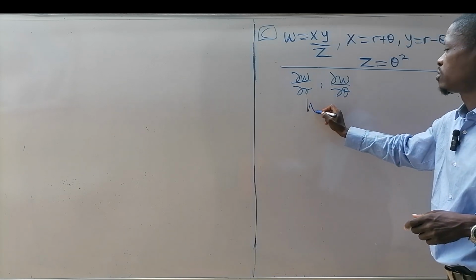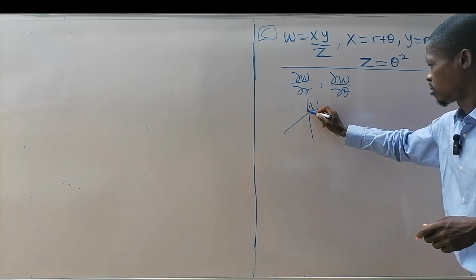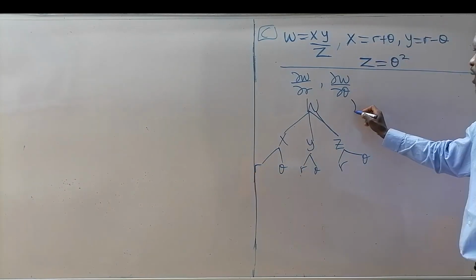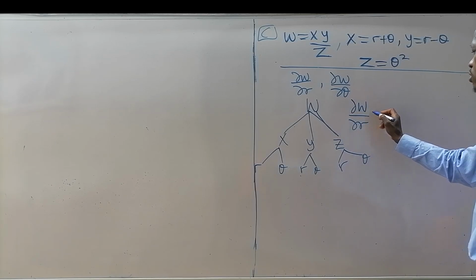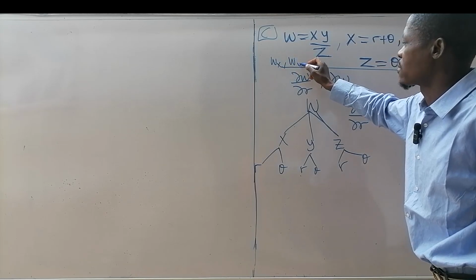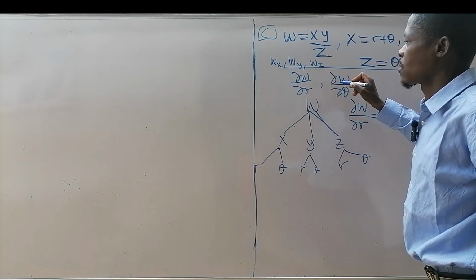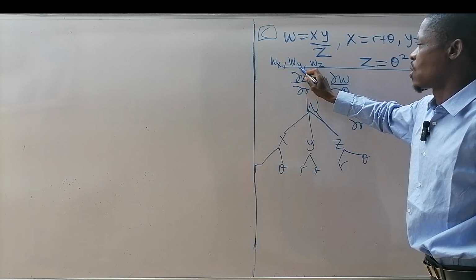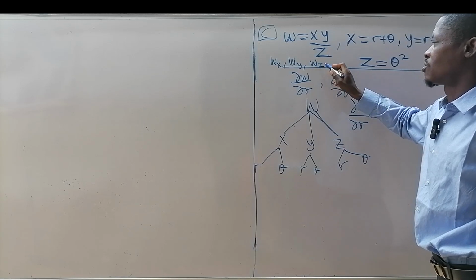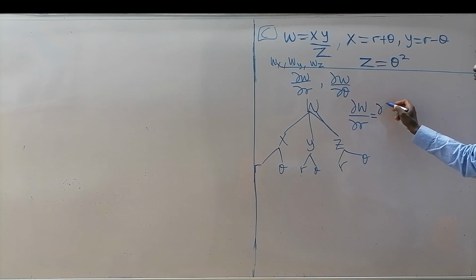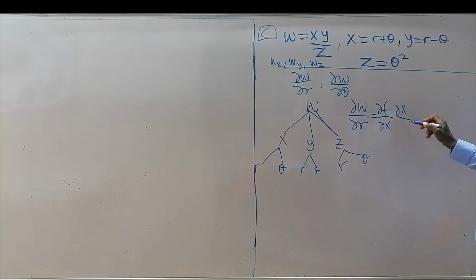Let's draw the diagram. W is a function of three variables, x, y, z. Each of those variables is a function of r and theta. Del W del r is going to be, using subscripts, W sub x, W sub y, W sub z, which is del W del x, del W del y, del W del z. Anywhere I see W now, I'm going to use F. So it's going to be del F del x times del x over del r.